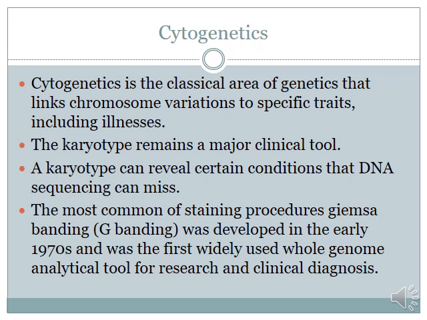Cytogenetics is a classical area of genetics that links chromosome variations to specific traits, including illnesses. The karyotype today remains a major clinical tool, and the karyotype can reveal certain conditions that DNA sequencing can actually miss. The most common of the staining procedures, Giemsa banding, G-banding, was developed in the early 1970s and was the first widely used whole genome analytical tool for research and clinical diagnosis.